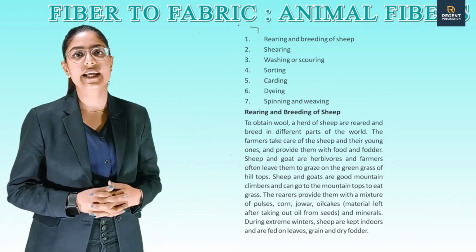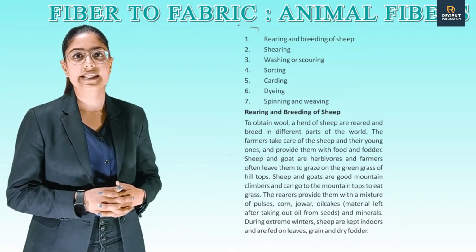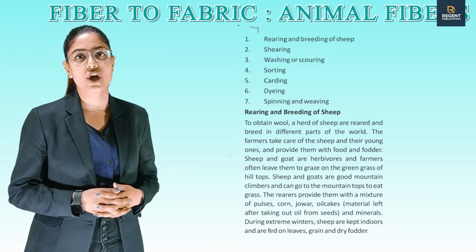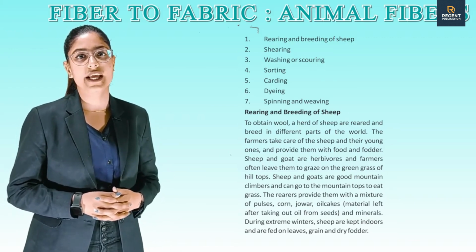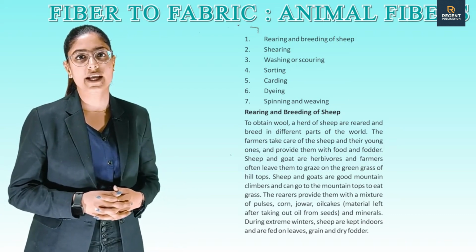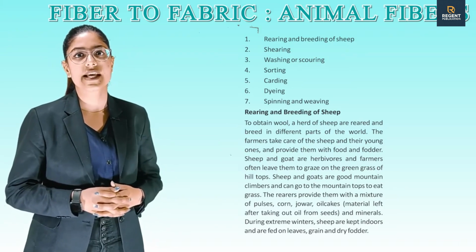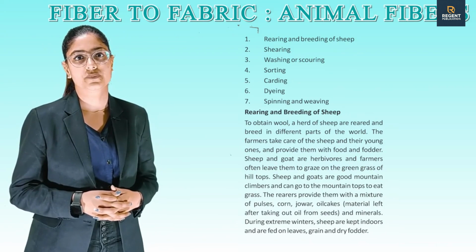First is rearing and breeding of sheep. Second is shearing. Third is washing or scouring. Fourth is sorting. Fifth is carding. Sixth is dyeing, and last one is spinning and weaving.